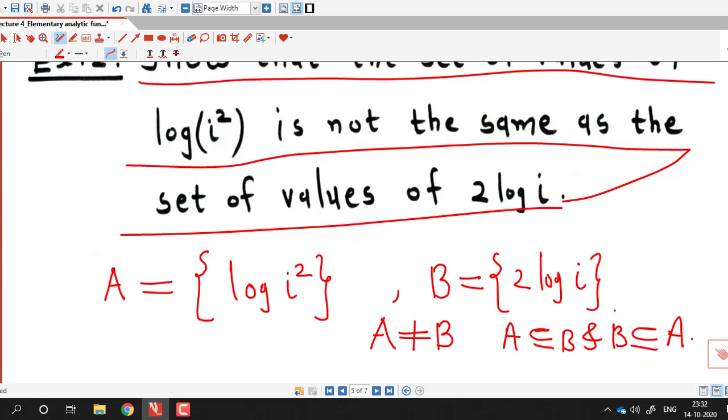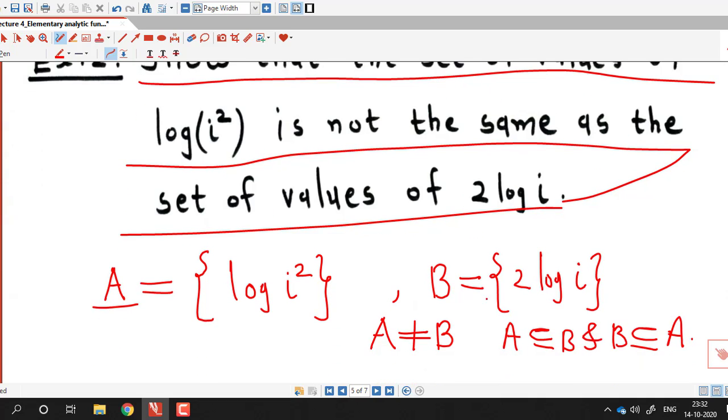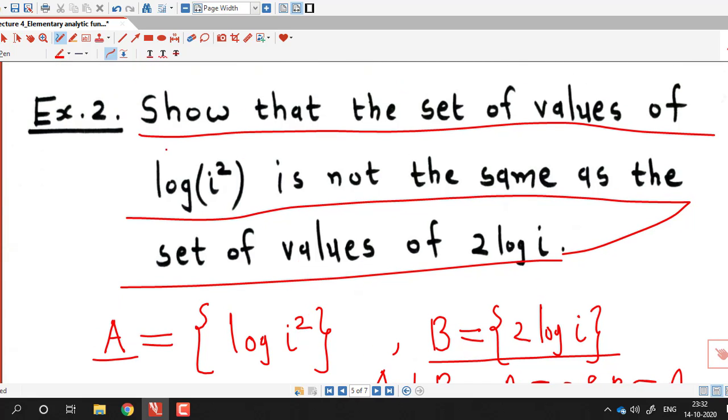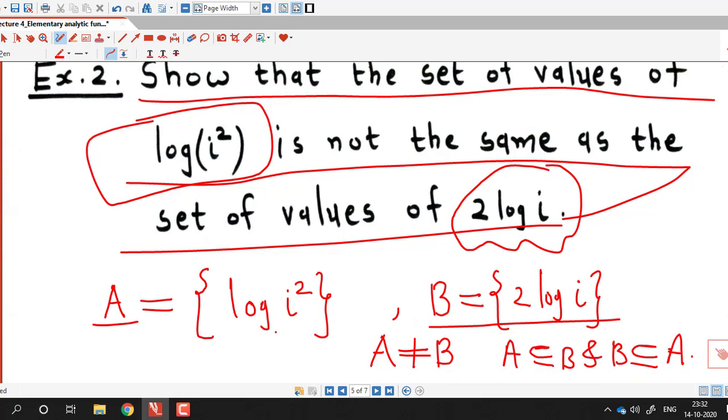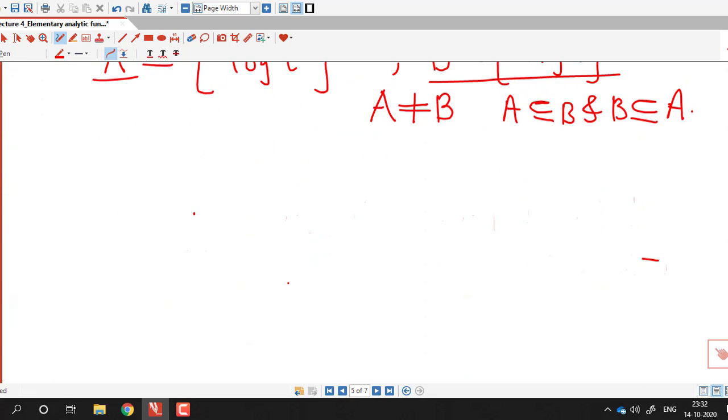So here we are asked to show that the set of values of log I square, that is capital A, is not the same as the set of values of 2 log I, that is capital B. So that means we have to show that there is at least one element in one set which is absent in the other set. So first we will find all possible values of log of I square, and then we will find all possible values of 2 log I, and we will be able to show that these two sets are different.